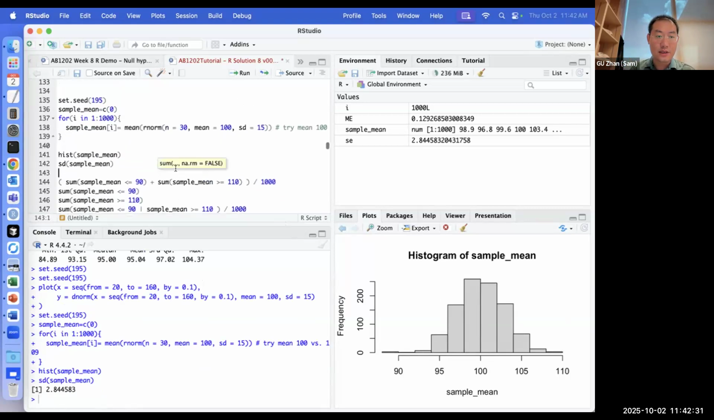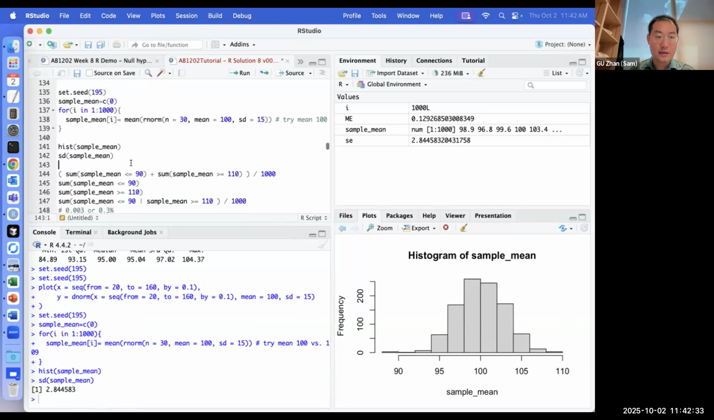Okay, now we can calculate the rest of it.